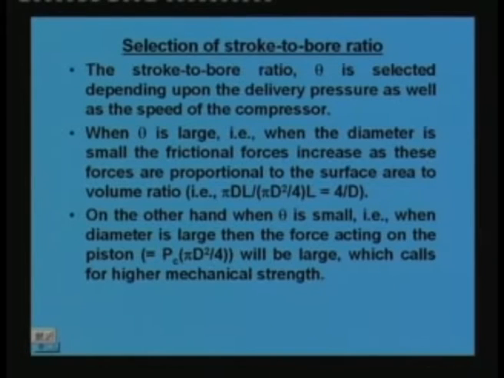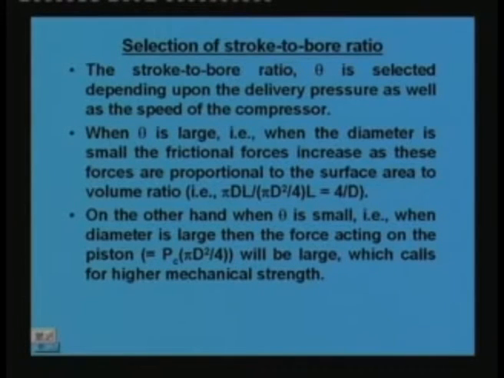The maximum force acting on the piston is nothing but the maximum pressure developed inside the compressor times the surface area of the piston. The surface area of the piston, as we know, is pi d square by 4, and the maximum pressure developed in the compressor is approximately equal to the condenser pressure. That means the force acting on the piston ultimately becomes Pc into pi d square by 4.